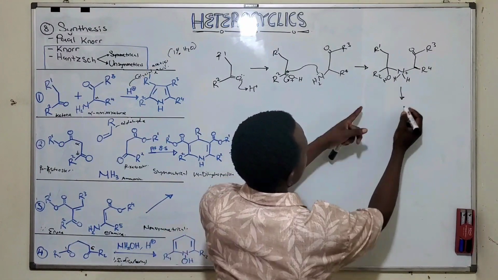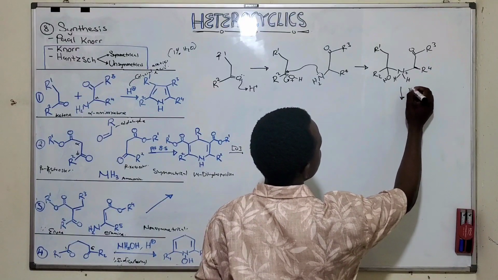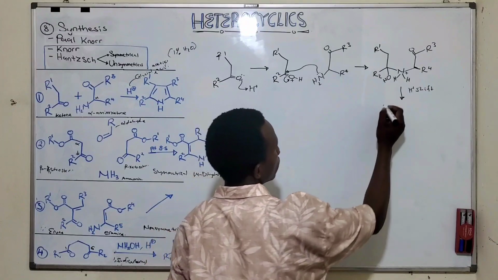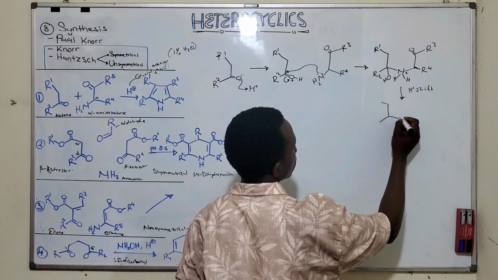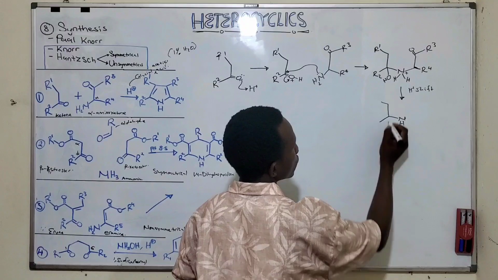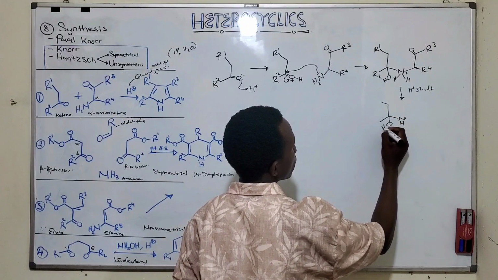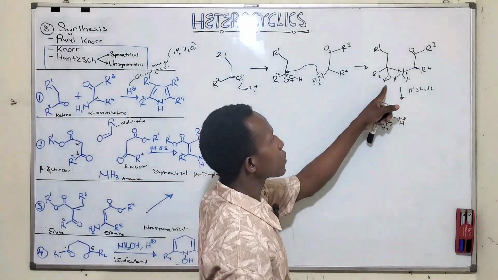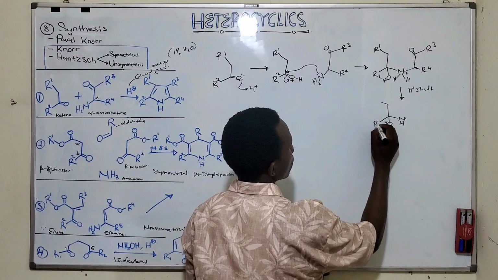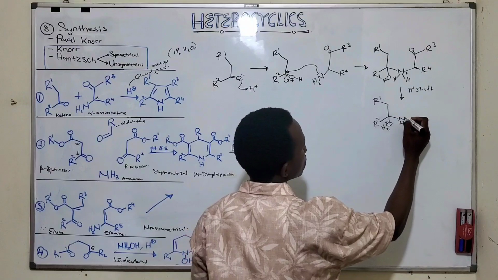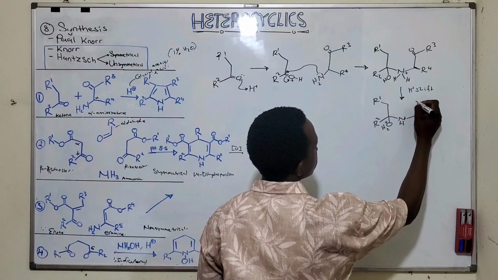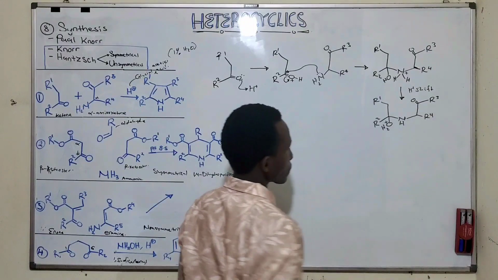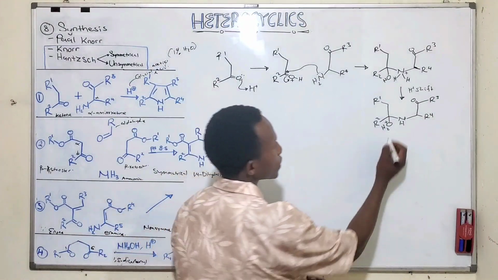Then we shall have a proton shift. The proton shift shall remain with NH, then OH2, and it's a plus now. Hydrogen has shifted from nitrogen to the OH group. R2, R1, and we have this. That's what we are having.